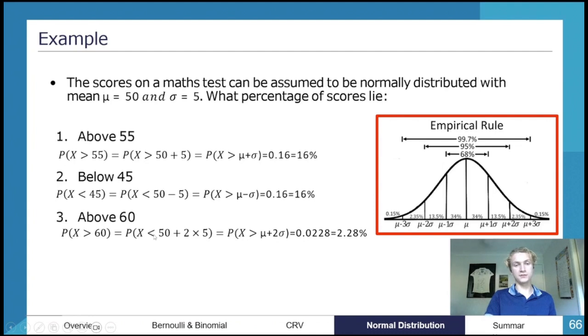60 is 50, the mean, plus 2 times 5, or the mean plus 2 standard deviations. So we're looking for, above here, 2.35% plus 0.185%. We get 2.28% there, or 0.0228.